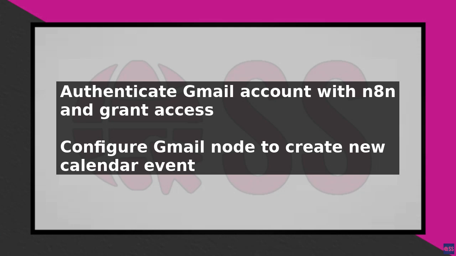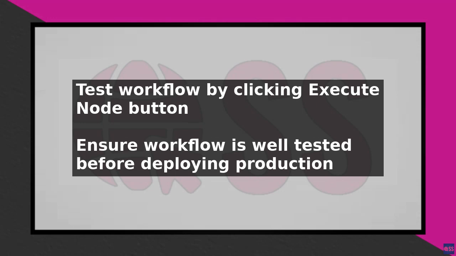After configuring the Gmail node, you can add additional nodes to your workflow to perform other tasks, such as sending a notification email or updating a database. To test your workflow, click on the Execute Node button. N8N will run your workflow and create a new calendar event in your Gmail account.